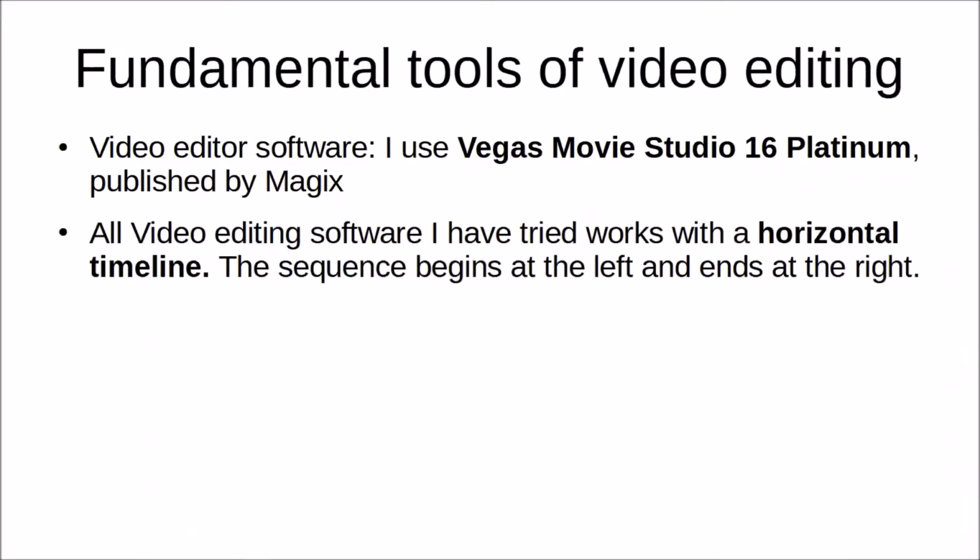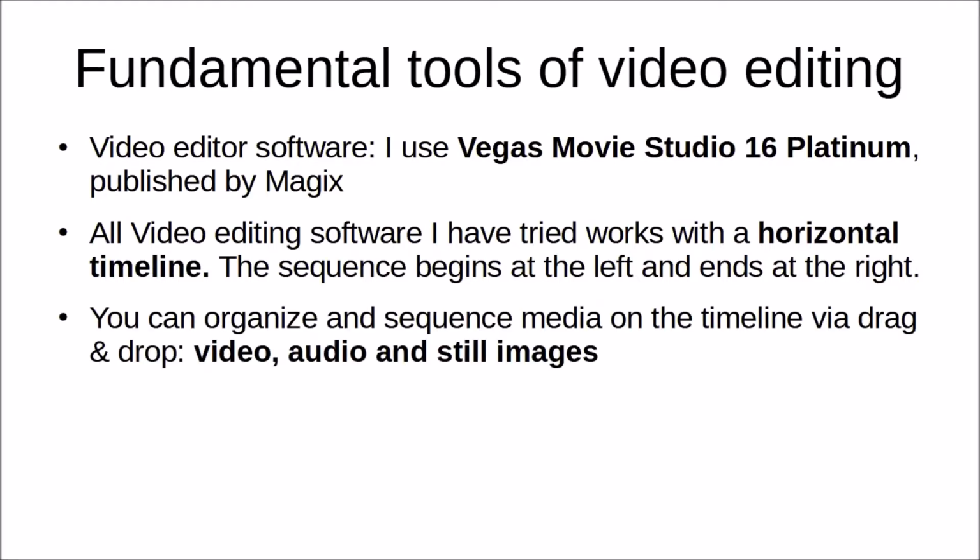Now, I have tried several other editing packages, including, well, now let me see, VideoPad, which is a free package you can download from NCH. And I've seen demonstrations of the Apple package, which is Final Cut Pro, and I've seen demonstrations of Adobe Premiere. They all work with what's called a horizontal timeline. So the sequence of scenes, titles, music, and so forth, it all begins at the left and ends on the right.